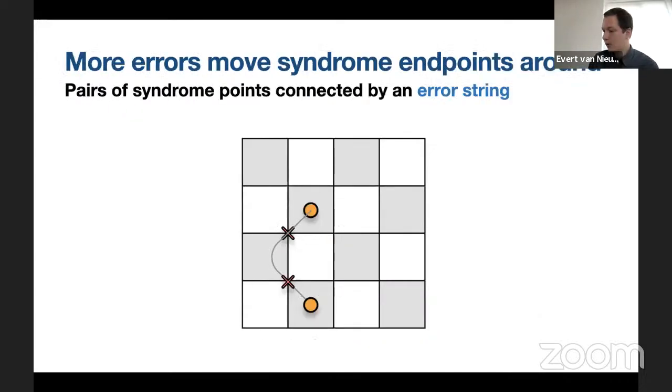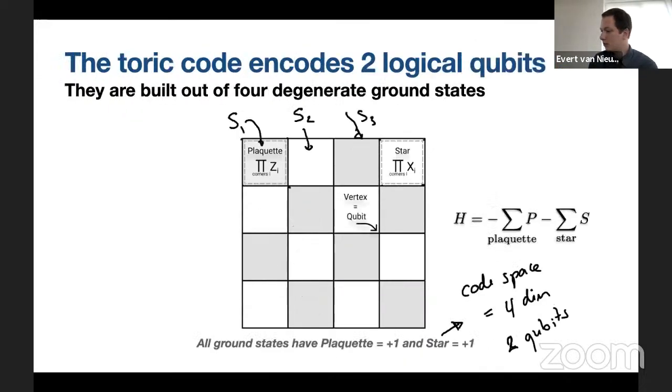Let's go back here quickly. The code space, right? So I look at the ground state of this Hamiltonian. It is 4-fold degenerate. So I have 4 levels, and that means I can define 2 qubits. So I have, let's say, 0, 0, 0, 1, 1, 0, and 1, 1. Those are 4 states. That's a 4-dimensional ground state, and they define 2 qubits. Is that what you're asking?